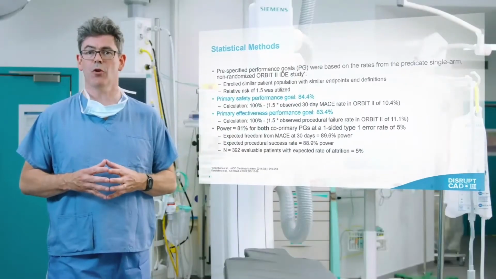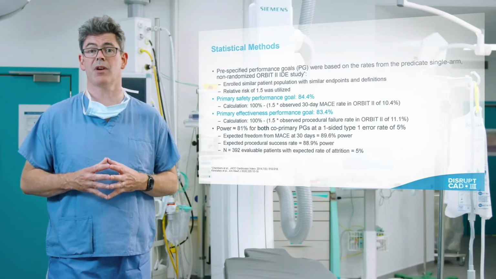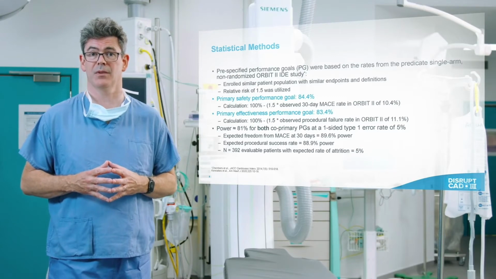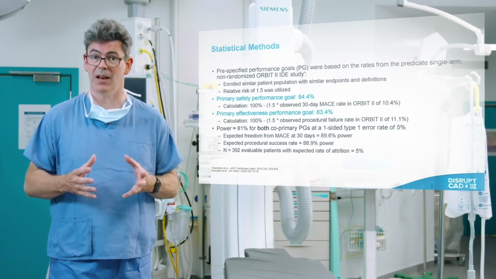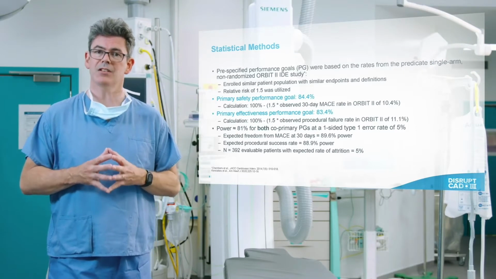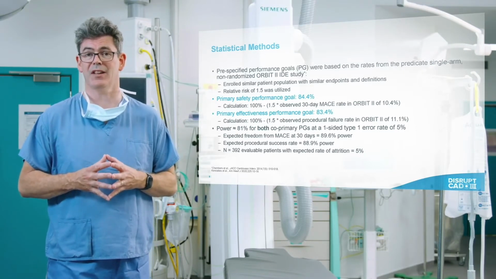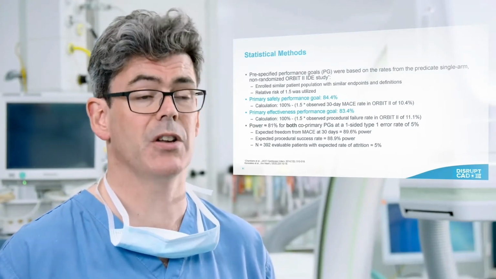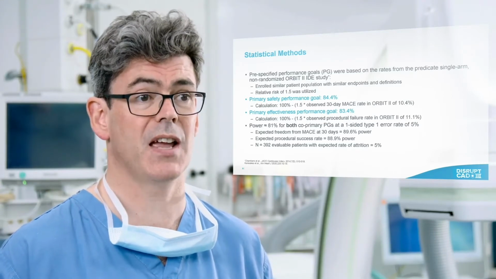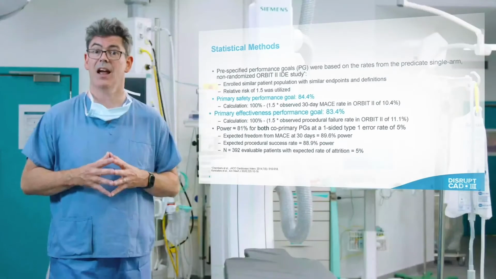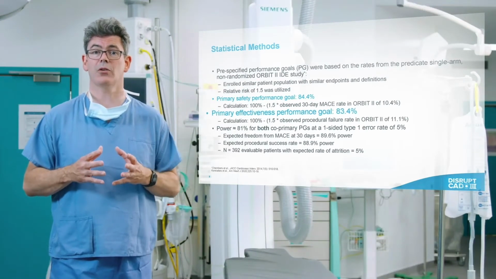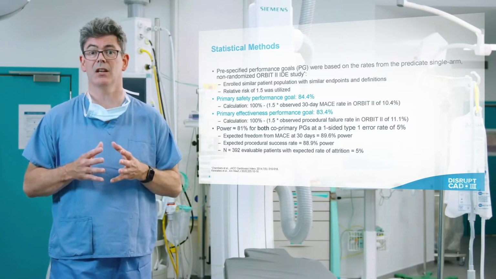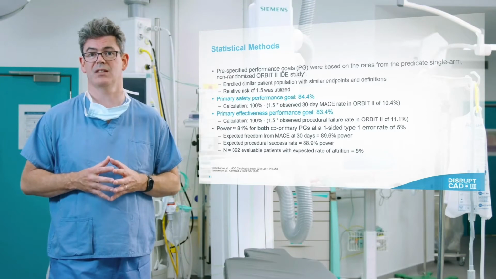The pre-specified performance goals for this study were based on the rates from the predicate single-arm non-randomized ORBIT II IDE study for orbital atherectomy, which enrolled a similar patient population with similar endpoints and definitions. The relative risk of 1.5 was utilized per FDA guidance. The primary safety performance goal was calculated as 100% minus 1.5 times the observed 30-day MACE rate of 10.4%. And the primary effectiveness performance goal was calculated at 100% minus 1.5 times the observed procedural failure rate in ORBIT II of 11.1%.